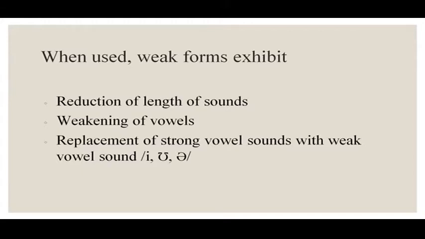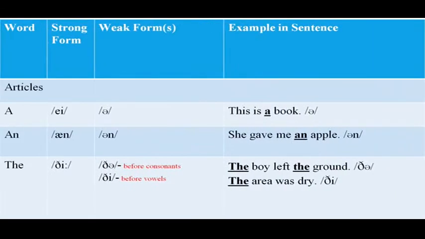Let us now look at the table that lists the words that have weak forms. While we go through this table, please keep in mind that some words have two or more weak forms. The rules governing their usage are given in the table. The student should carefully note the same. Also, you can see that the table also provides examples for weak forms as used in sentences for reference.